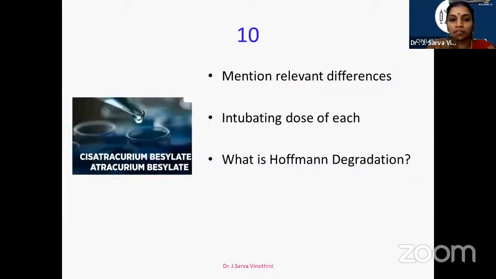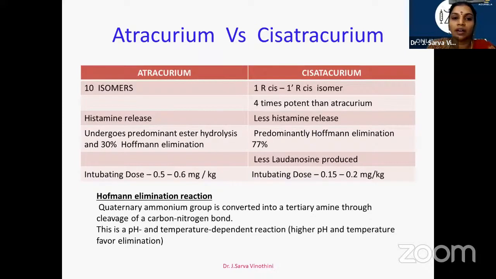Mention the relevant differences between cis-atracurium besylate and atracurium. What are the intubating doses of each, and what is Hofmann degradation? Atracurium is a mixture of 10 isomers, whereas cis-atracurium is a cis isomer, the 1R cis isomer. It is 4 times more potent than atracurium. It has less histamine release.